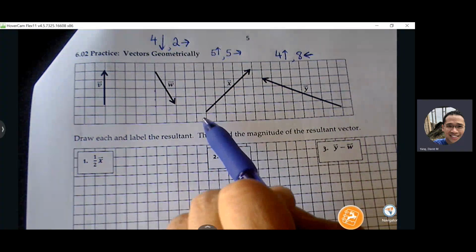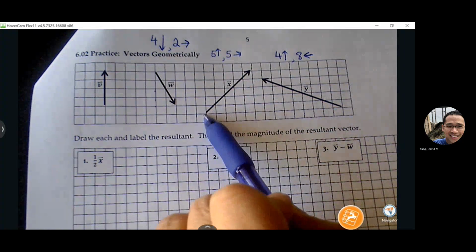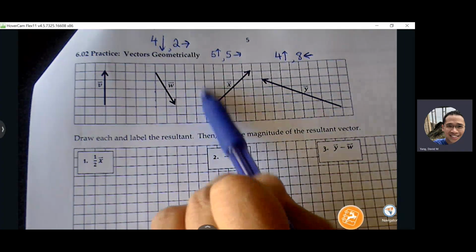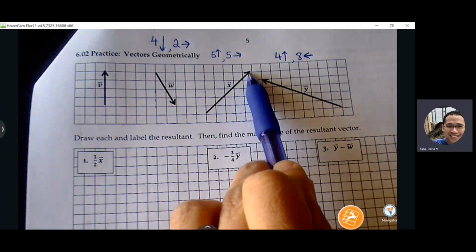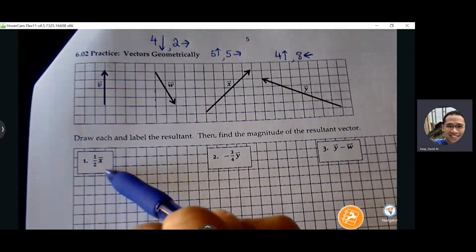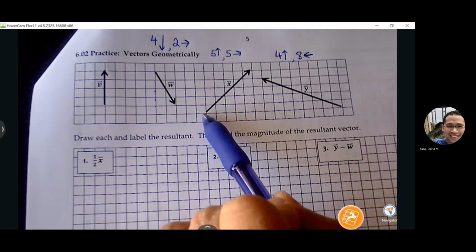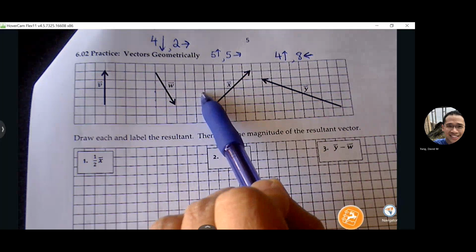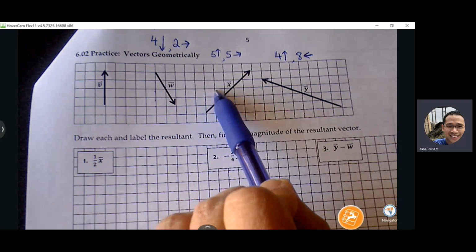So number 1, I'm looking at x. Normally x would be going up 5, then to the right 5. But 1/2 x is going to do what? Up 2.5 and to the right 2.5.